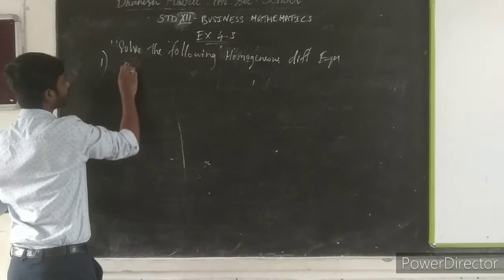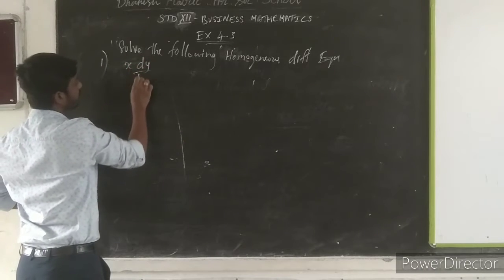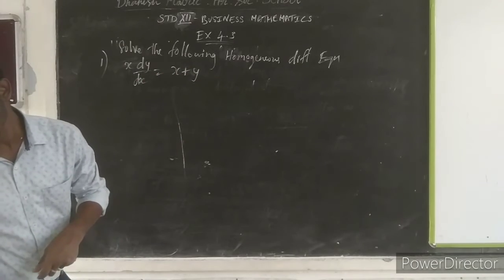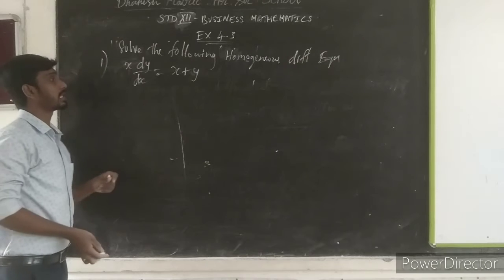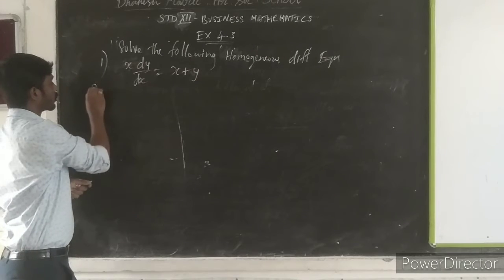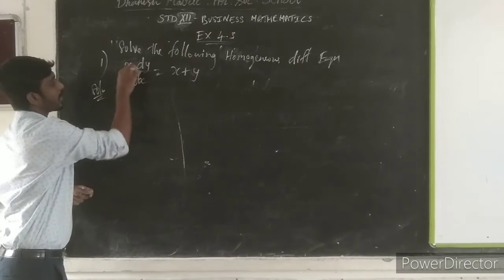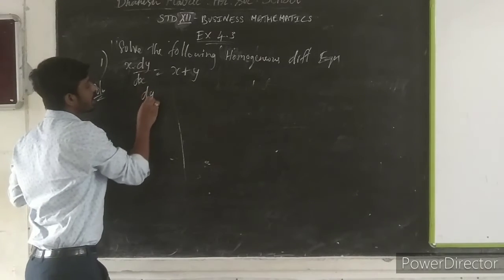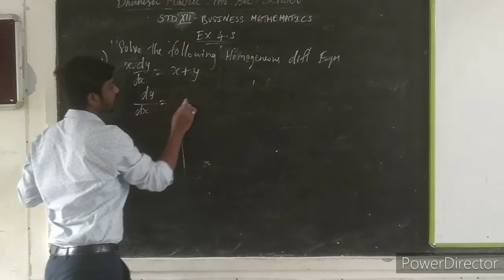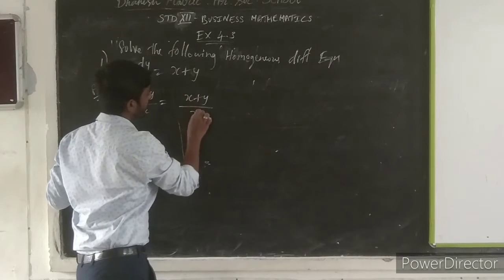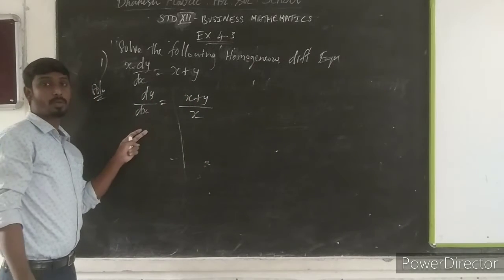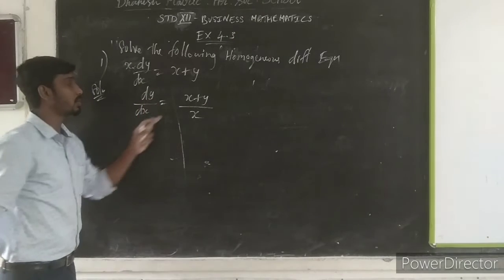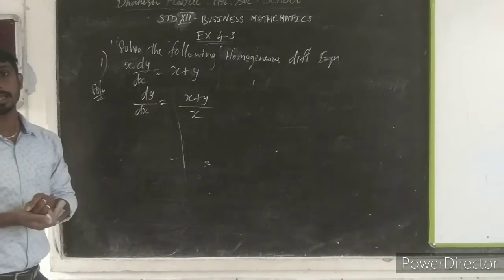x dy divided by dx equal to x plus y. First we separate this. The multiplication of x goes outside, we change it into division. So dy divided by dx equal to x plus y divided by x. This looks like a homogeneous differential equation. First we write dy divided by dx equal to x plus y divided by x.